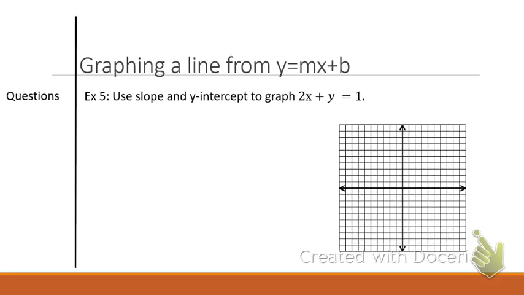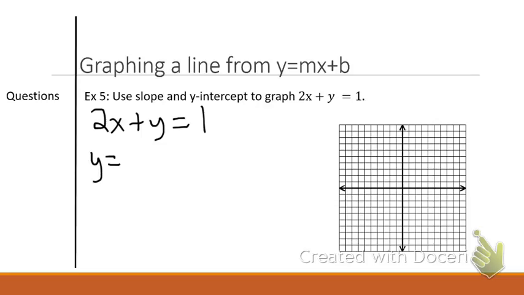Bear with me, 2 more examples. So for this example, it says graphing a line from y equals mx plus b. First question we ask ourselves every time is, is y by itself? If you notice in this equation, y is not by itself, so what do you think we have to do? Yeah, get it by itself. So we're going to take 2x plus y equals 1, and we're simply going to solve for y.